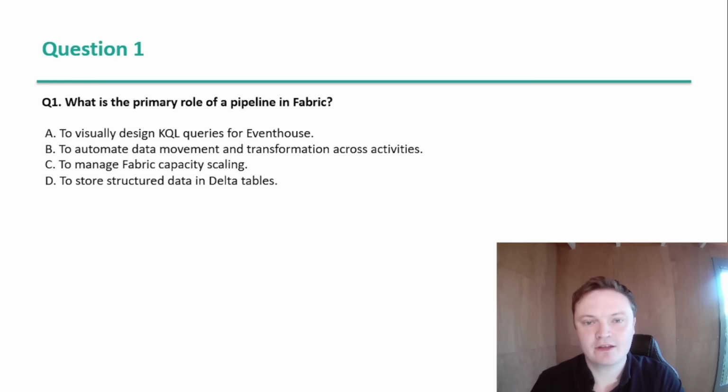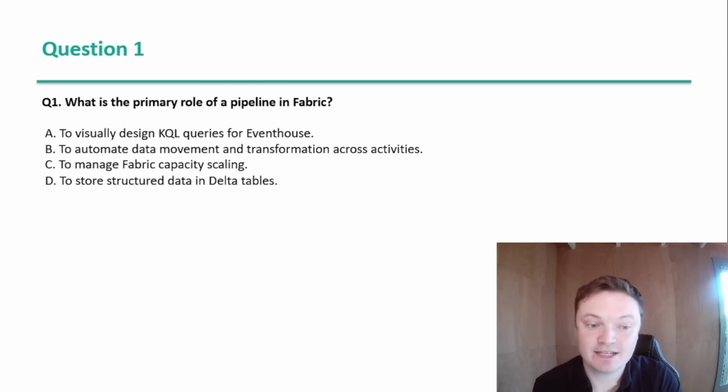Now on to some questions. Question 1. What is the primary role of a pipeline in Fabric? A. To visually design KQL queries for Event House. B. To automate data movement and transformation across activities. C. To manage Fabric capacity scaling. Or D. To structure data in Delta tables.